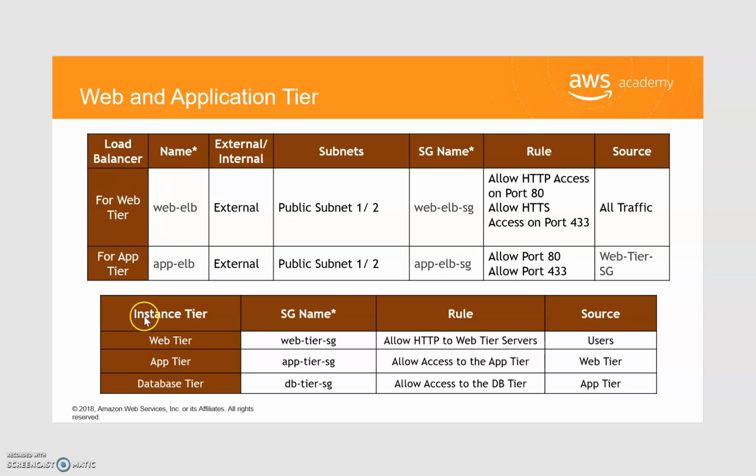And then we have the instance tier. So we have the web tier, and then it gets this from the user interface. It's the data, so the business logic side. So the user can input data, and then the application tier gets its stuff from the web tier, and the database tier gets its stuff from the application tier.